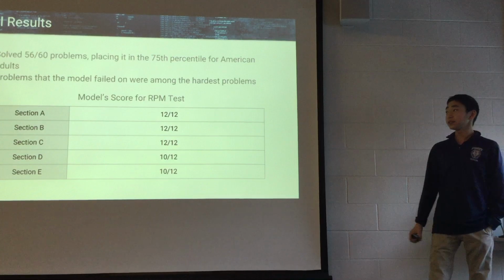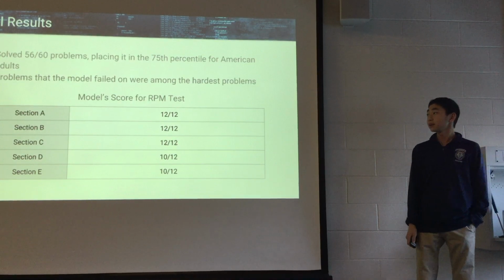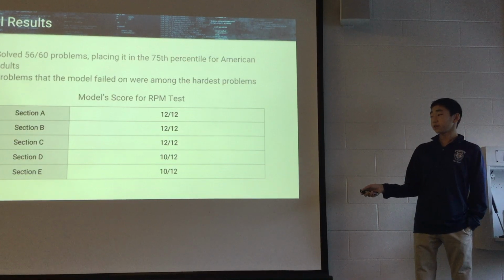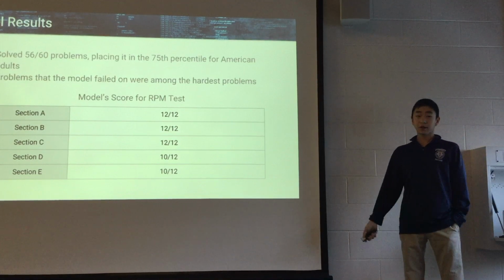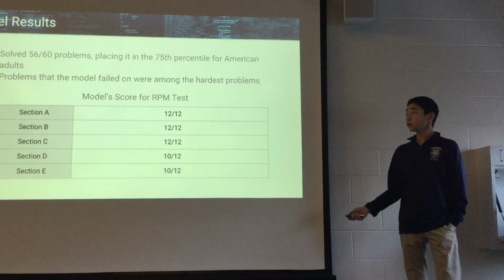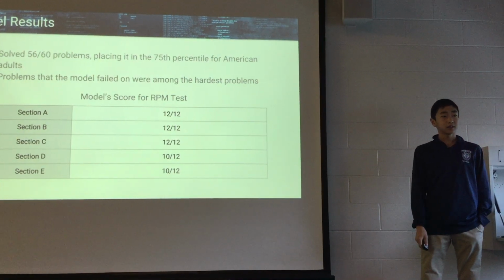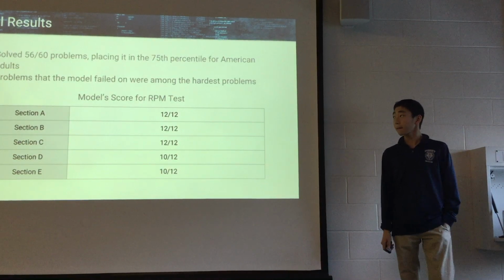So the model solved 56 out of 60 problems, so only 2 more than the humans. But if you look at the score breakdown, the 4 problems that it failed on were found in both sections D and E, indicating that the problems that the model failed on were among the hardest problems for humans to solve as well. It shows that the model was modeled so well that it accurately modeled how a human would think under these test-like conditions.